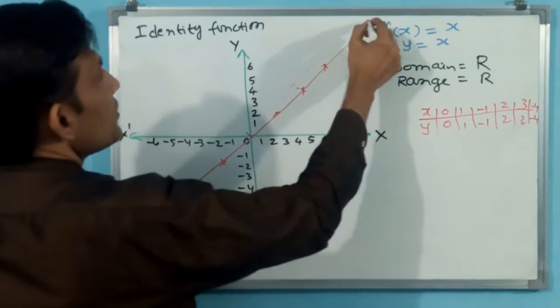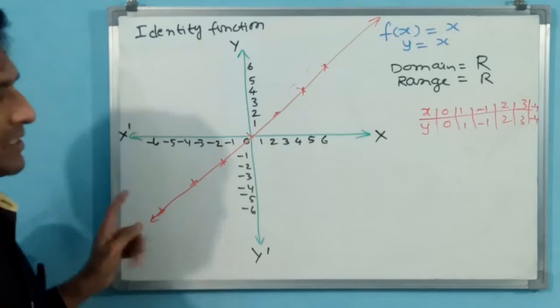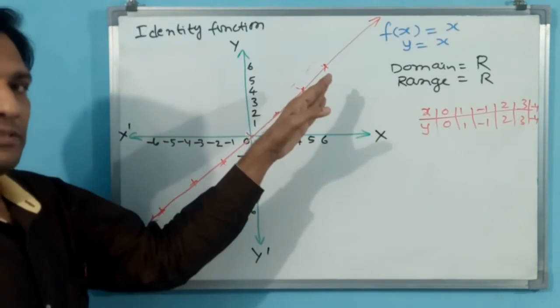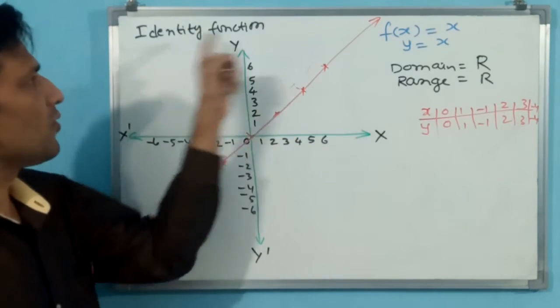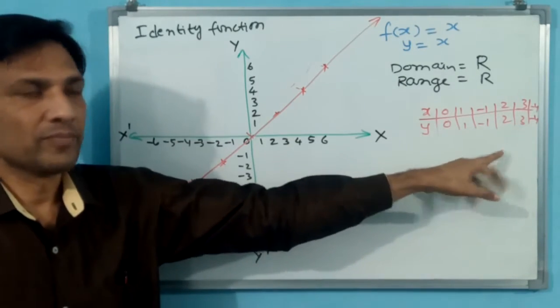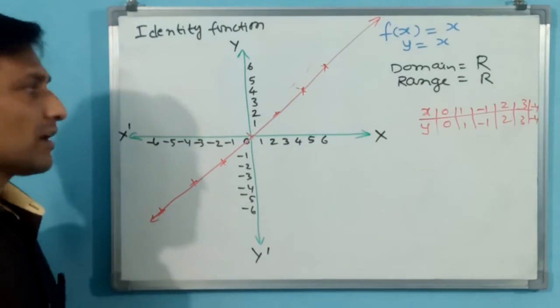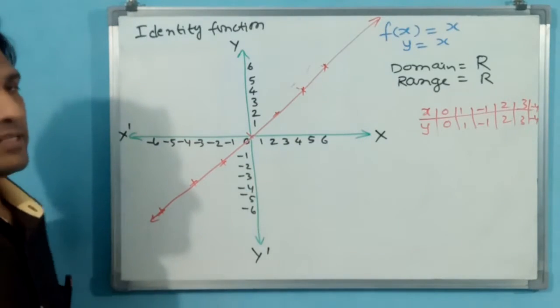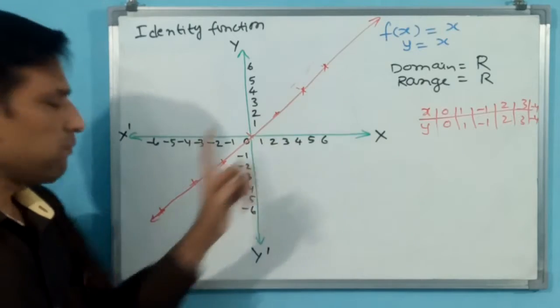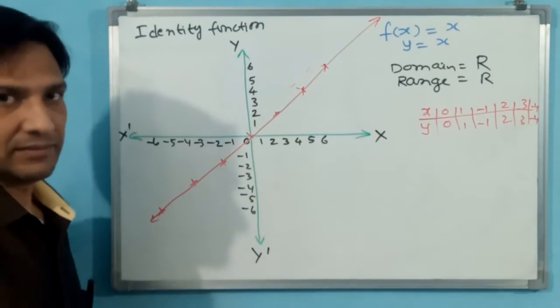A straight line passing through the origin represents the graph of the identity function. You can understand it by seeing these values, or by the graph also. A straight line passing through the origin will represent the identity function.